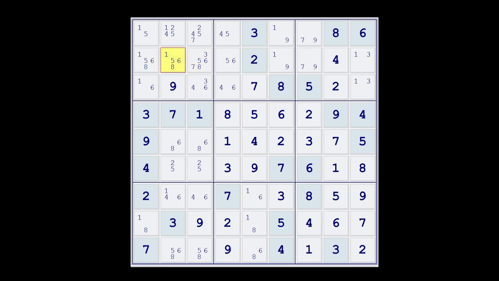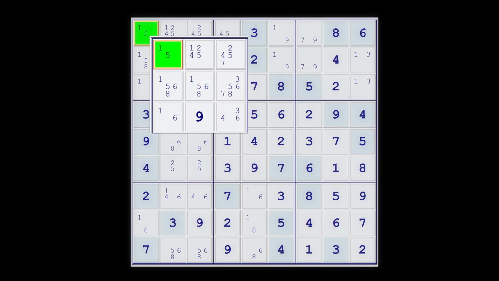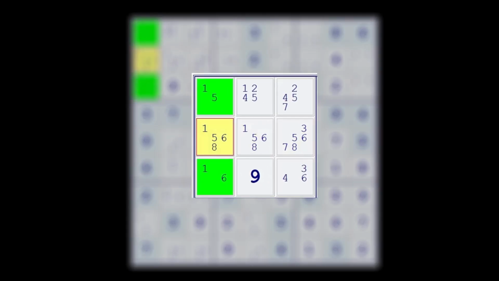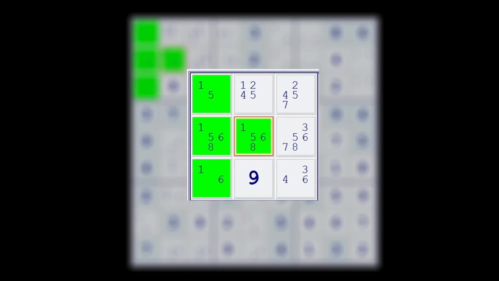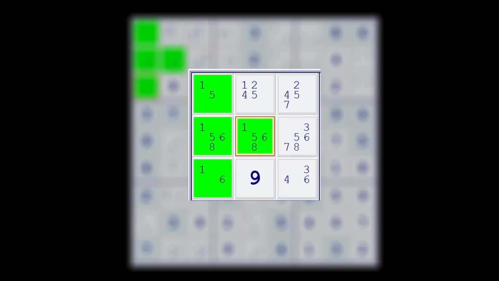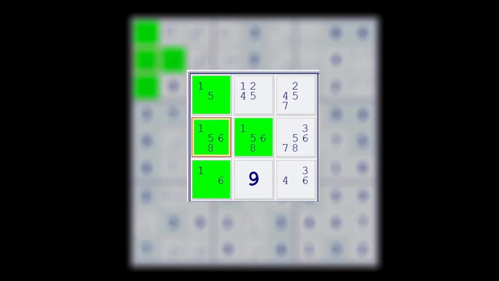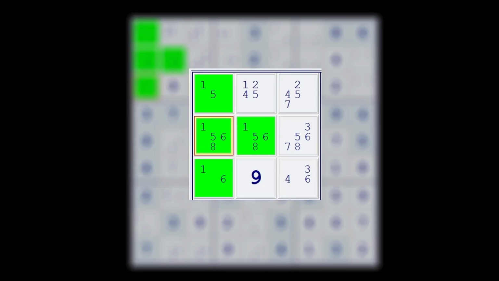We have it up here, which would be this 1 5, 1 6, 1 5 6 8, and 1 5 6 8. So if you realize it, the only four numbers that these four cells share are the numbers 1, 5, 6, and 8. Those four numbers are not necessarily in all four cells, but they are shared.